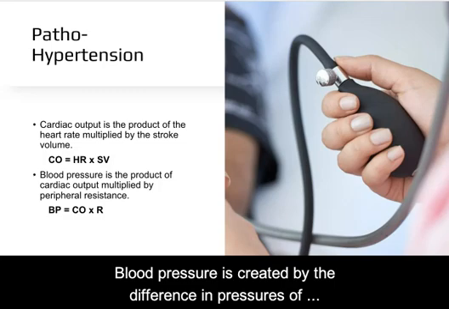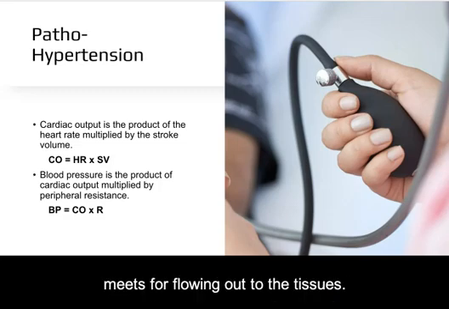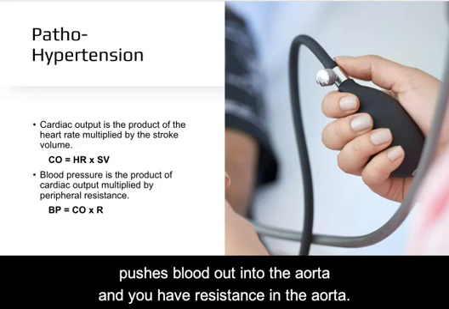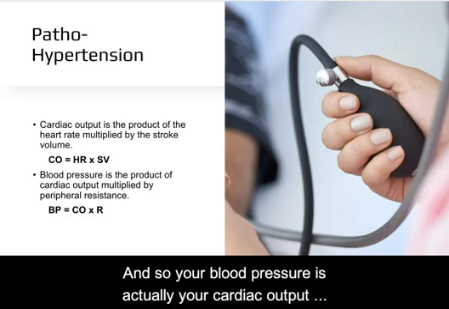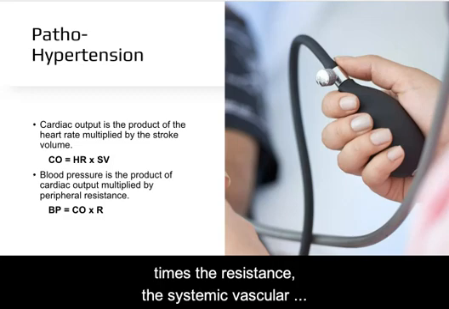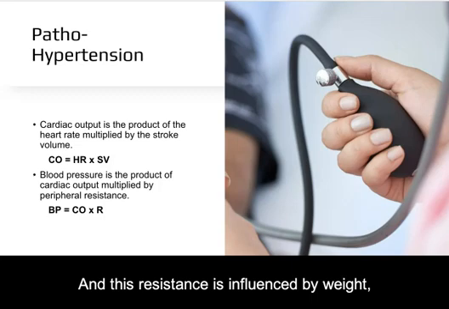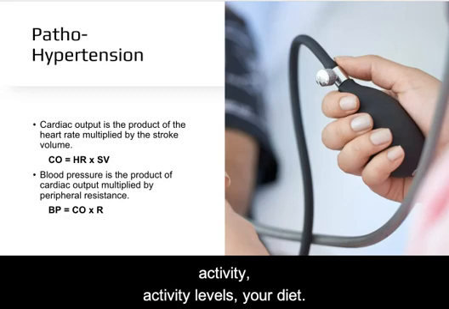Blood pressure is created by the difference in pressures of the blood as it leaves the heart and the resistance it meets flowing out to the tissues. Remember, we said the left ventricle contracts, pushes blood out into the aorta, and you have resistance in the aorta. That's the systemic vascular resistance, the resistance that it's getting as it's being pumped out. And so your blood pressure is actually your cardiac output times the systemic vascular resistance, right? And this resistance is influenced by weight, stress, smoking, activity levels, and your diet.